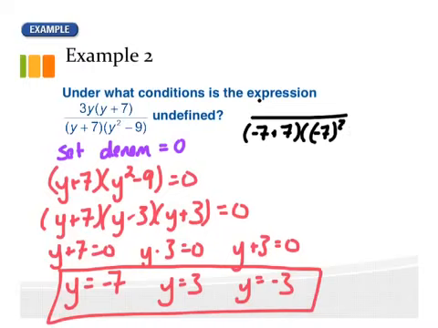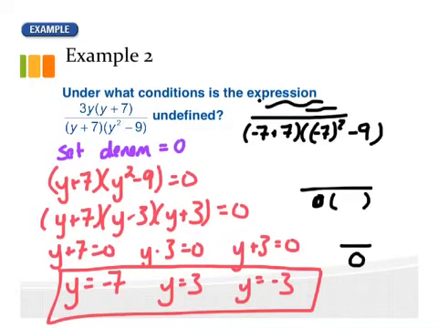Again, it doesn't really matter what is up there in the numerator. So in the denominator, you're going to have that negative 7 plus 7, which is 0, times whatever, but 0 times whatever is going to be 0, and you're never allowed to have 0 in the denominator. So that's why, in order to find when an expression is undefined, you just set the denominator equal to 0.